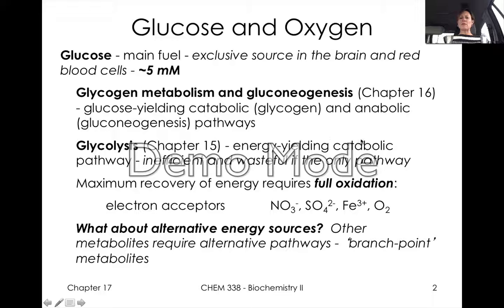We're not going to learn about some of these alternative energy sources, but I do want to remind you that there are other organisms that use other electron acceptors. We know our final electron acceptor to be oxygen.